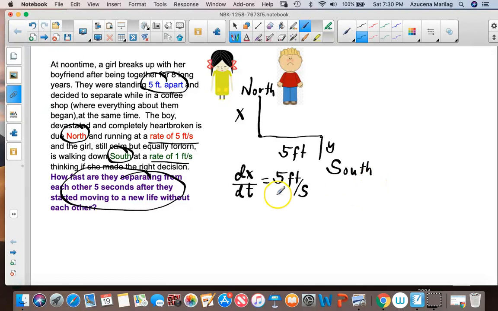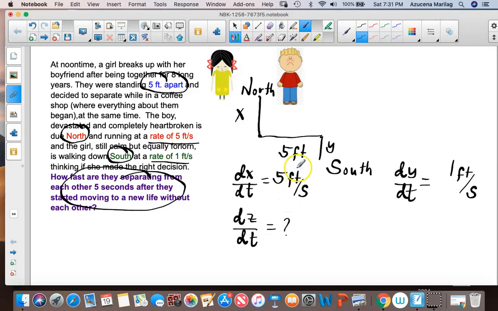The change in the y direction, which we will label as dy over dt, is 1 foot per second. And the question that says how fast they are separating is actually looking for the change in distance with respect to time. So dz over dt is the one that we're looking for. Okay?